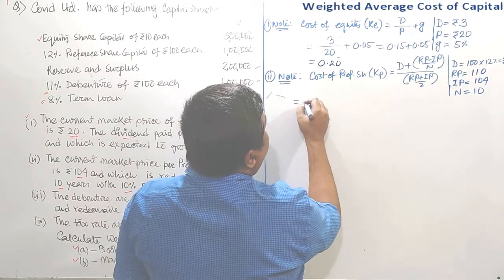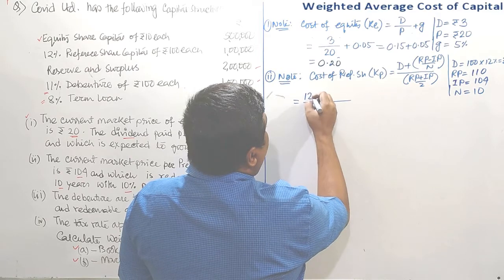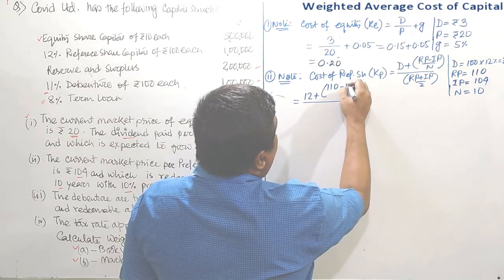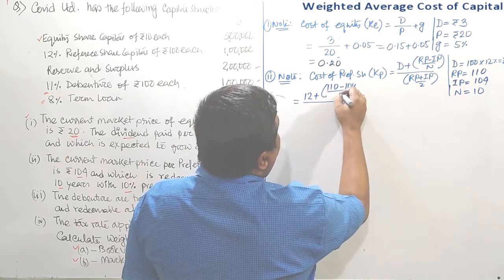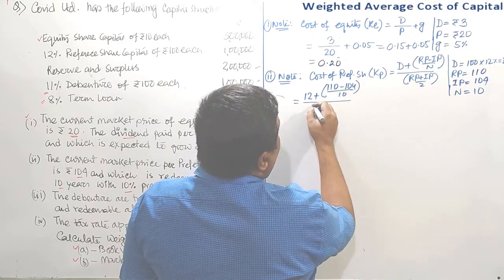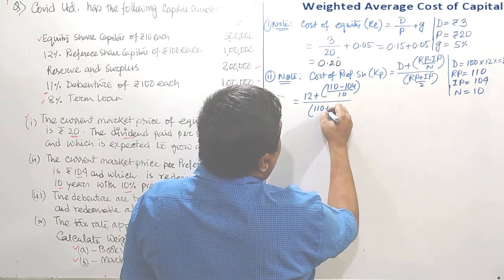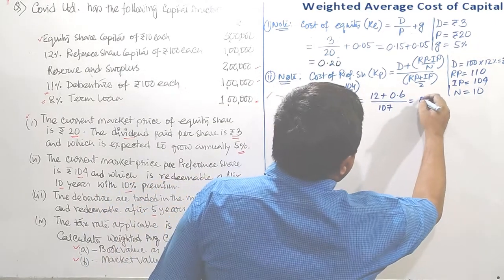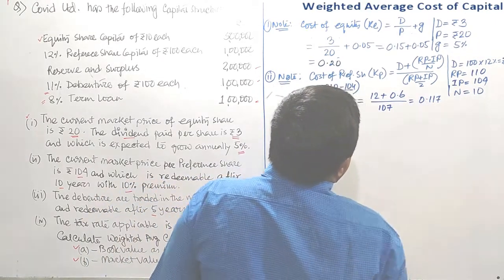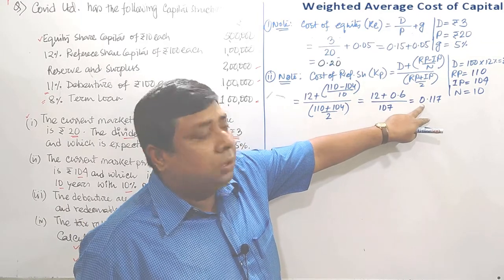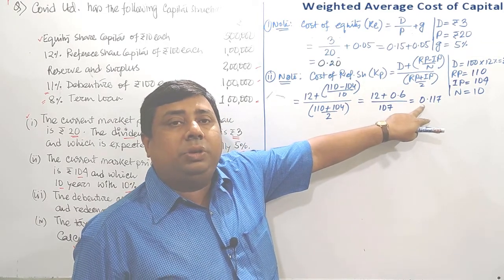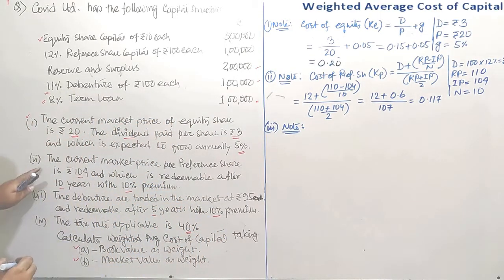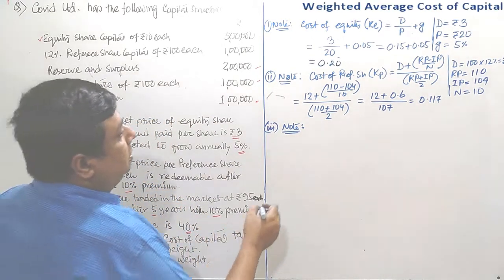Now we are going to plot each and every component over here. 12 is the dividend per share, redeemable price is 110, issue price is 104, divided by 10, whole divided by redeemable price 110 plus issue price 104, divided by 2. That gives 0.117, or you can write over here 11.7%.